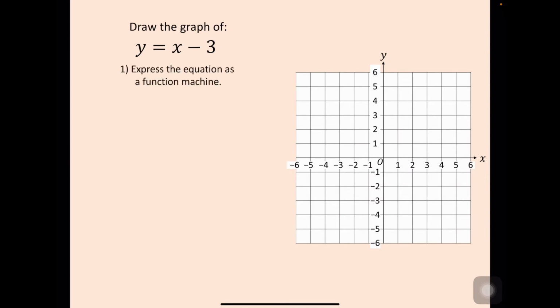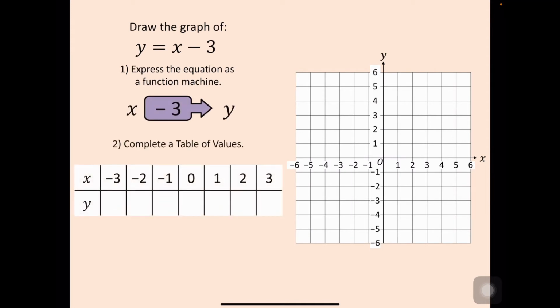we're going to follow the same step-by-step process. X take away 3 gives us y. Completing the table of values, so negative 3 take away 3 is negative 6. Negative 2 take away 3 is negative 5. Negative 1 take away 3 is negative 4. And again, if you look at these values, we're adding 1 each time. So the next one's going to be negative 3.